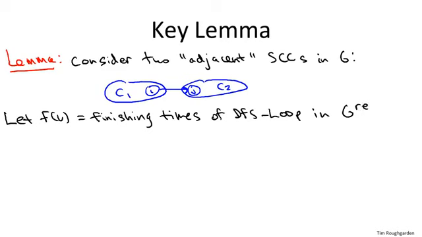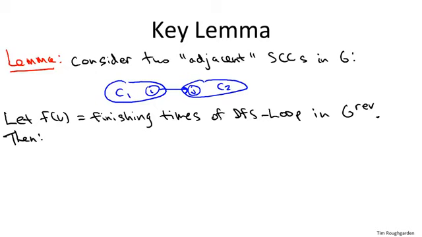The lemma then asserts the following. It says, first, amongst all the nodes in C1, look at the one with the largest finishing time. Similarly, amongst all nodes in C2, look at the one with the biggest finishing time. Amongst all of these, the claim is the biggest finishing time will be in C2, not in C1.